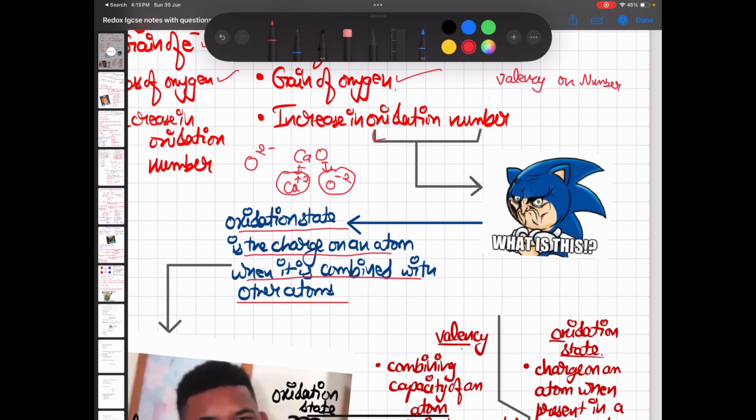So oxidation state is simply the charge on an atom when it is combined with other atoms, because there is a chance that one atom might be losing electrons and the other one might be gaining electrons, just like ionic bonding. What is ionic bonding? Metals combine with non-metals, metals lose electrons, non-metals gain electrons. That is ionic bonding. So the charge on an atom is the oxidation number or the oxidation state. It is the same thing.